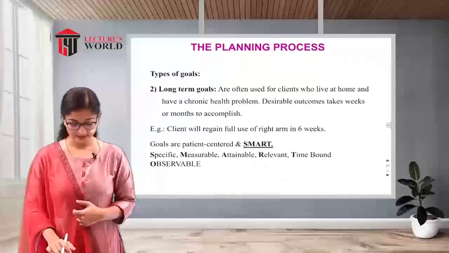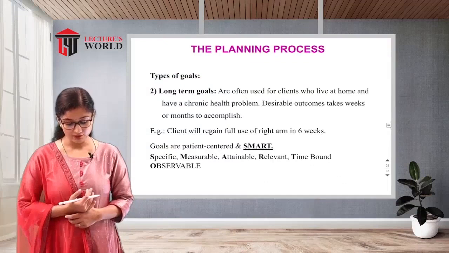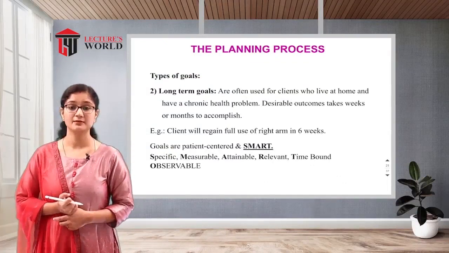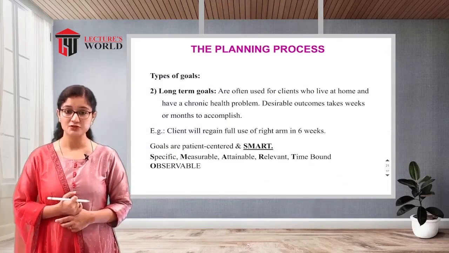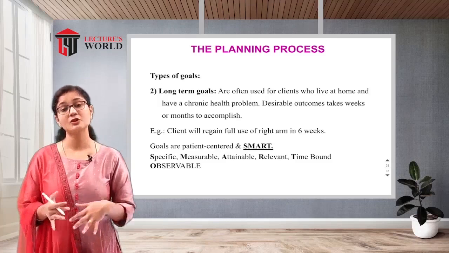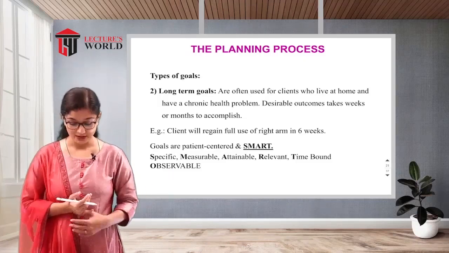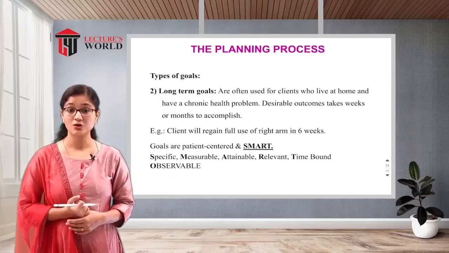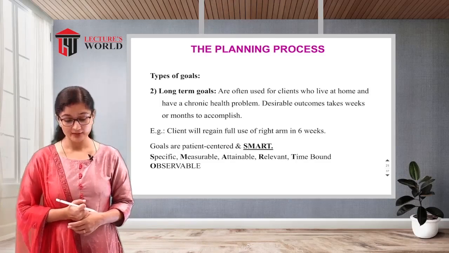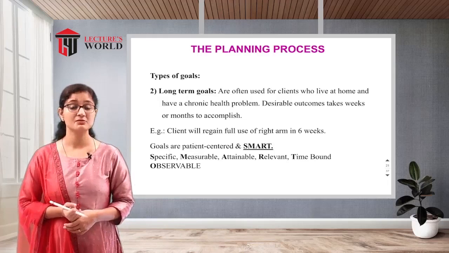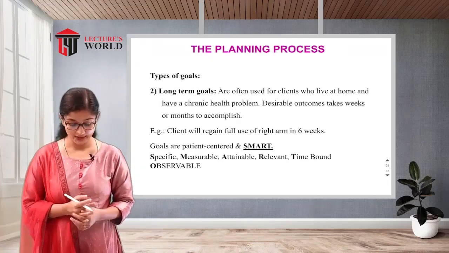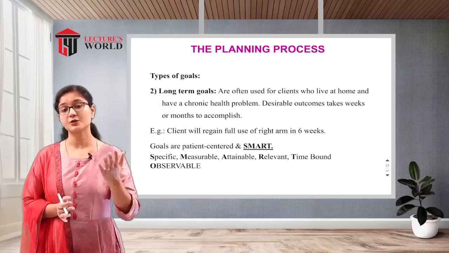Next is long-term goals. They are often used for clients who live at home and have chronic health problems, like mentally ill patients. They also apply to patients who are admitted for a longer period of time in the hospital. The desirable outcome takes weeks or months to accomplish. For example, the client will regain full use of right arm in 6 weeks. Now I'm saying that he can nicely use his arm within 6 weeks. Okay, that is the long term, for a longer period.